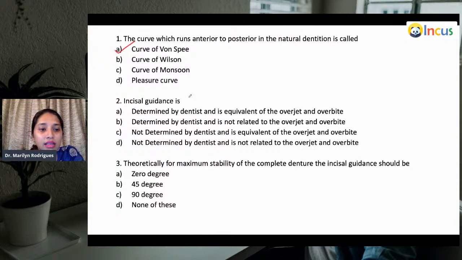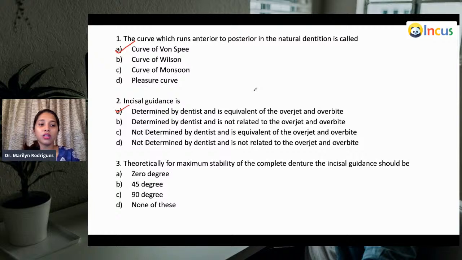Second question, incisal guidance is: A, determined by the dentist and is equivalent of the overjet and overbite. B, determined by the dentist and is not related to the overjet and overbite. C, not determined by the dentist and is equivalent of the overjet and overbite. And D, not determined by the dentist and is not related to the overjet and overbite. So the answer to this is A, that is incisal guidance is determined by the dentist and is equivalent of the overjet. I said when I was explaining incisal guidance that it is dependent on your overjet and overbite, that is the vertical and horizontal overlap I'd explained to you. And also it is determined by the dentist. So the answer to question number two is A.